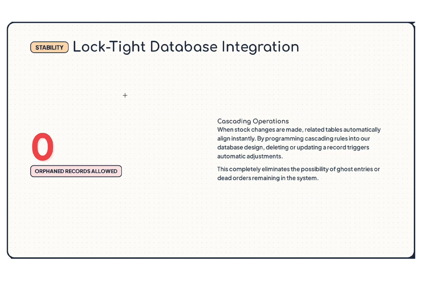Anyway, the Loctite database integration, the cascading operation: when stock changes are made, the related tables automatically align instantly. By programming cascading rules into our database design, deleting and updating a record triggers an automatic adjustment of the whole thing for you, and this completely eliminates the possibility of ghost entries or dead orders remaining.